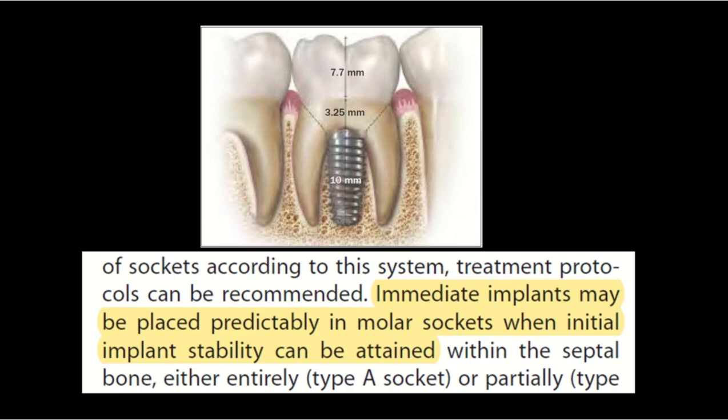Also, the implant should be placed at the base of the root trunk, which guarantees adequate running room for proper prosthetic emergence profile. Here I mean the immediate implants in the molar area. But please pay attention to the requirements that the author puts to accomplish this procedure. In the conclusion, he said when initial implant stability can be attained.